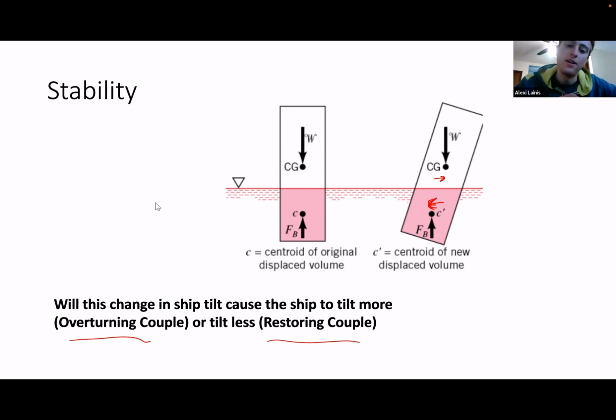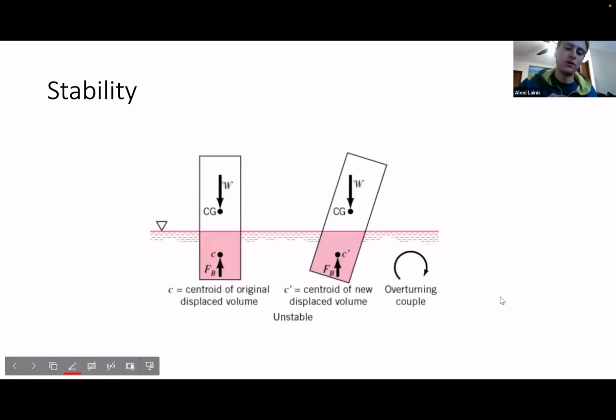In this case, if we do the sum of moments again at that point, it's going to cause the ship to turn this way, causing it to tip even more, causing the center of gravity to move further to the left, and the force of buoyancy to move further to the right, making it even worse. It's like a cycle that perpetuates itself, and the ship would slowly tip over and capsize. So let me go to the next slide where there's the overturning couple.